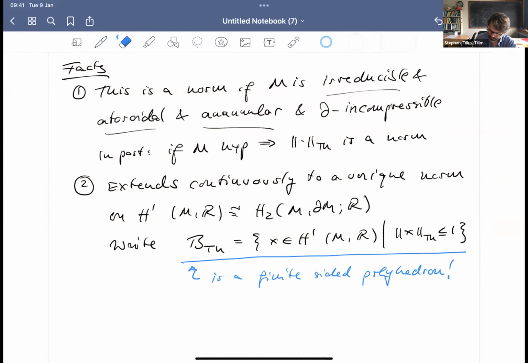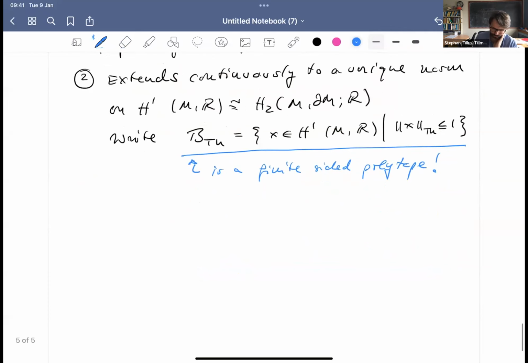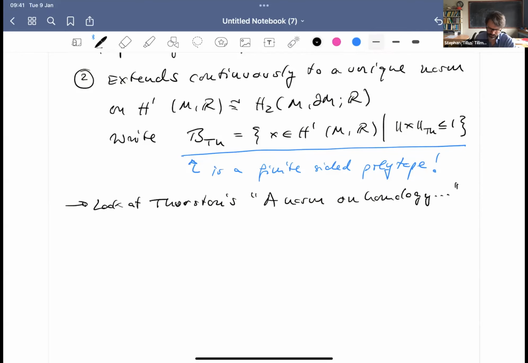Or polytope, I guess. I mean, it's not just three-dimensional. A finite-sided polytope. Okay. So it's really fun to look at Thurston's original paper. It's really just called a norm on homology of a 3-manifold.